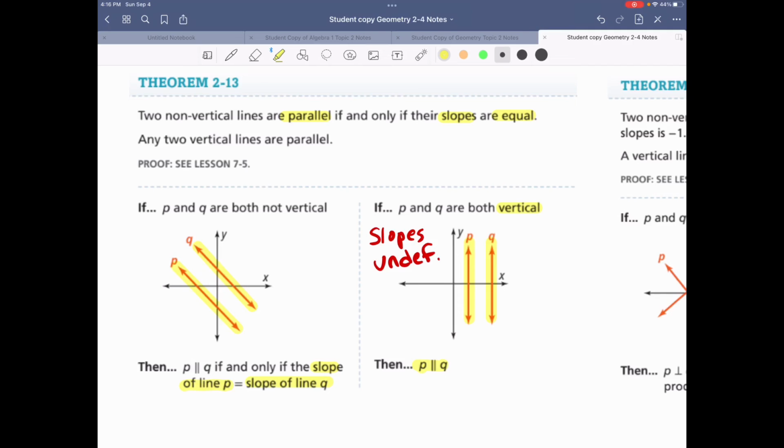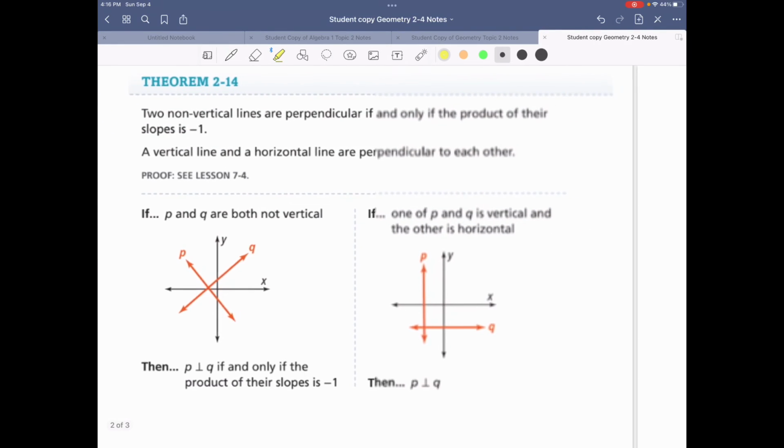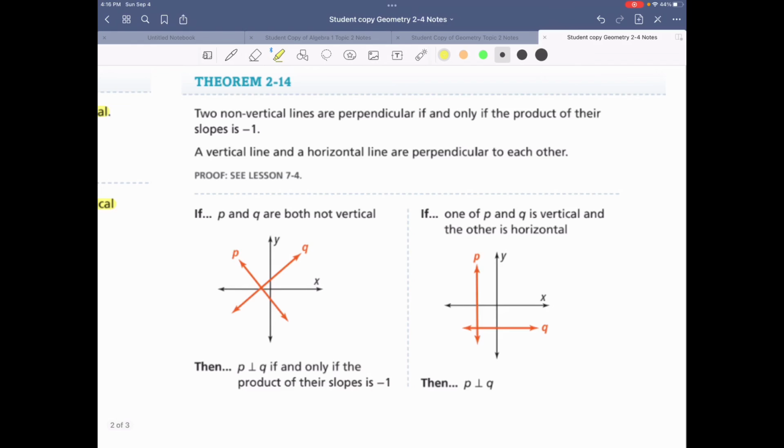Our other theorem, and if you didn't copy what I highlighted, no big deal, copy what you think is important. Our other theorem says that two non-vertical lines are perpendicular if and only if the product of their slopes is -1. So what they're saying is if I multiply the negative reciprocals, so let me go back to that one we used before, 2/3 times -3/2, that equals -6/6, which is -1.